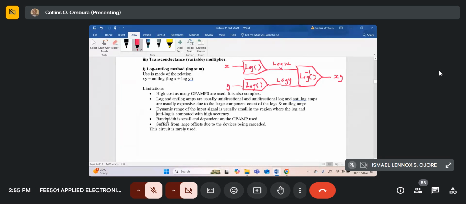Next, the bandwidth is small and dependent on the op-amp used. Now, different op-amps, when we're studying even our op-amps, the 741s earlier on, there are different grades of 741s. There are 741s for do-it-yourself applications. There are 741s for even military applications. And there are actually 3 categories: industrial applications. Those ones will tend to be more expensive and rare.